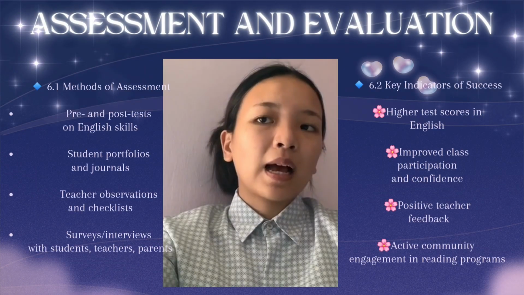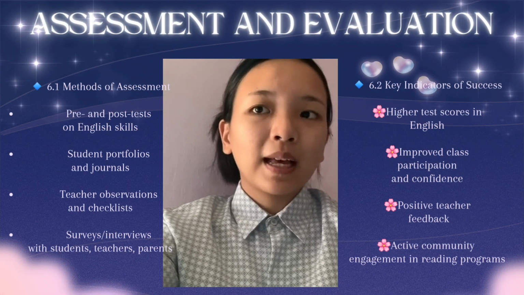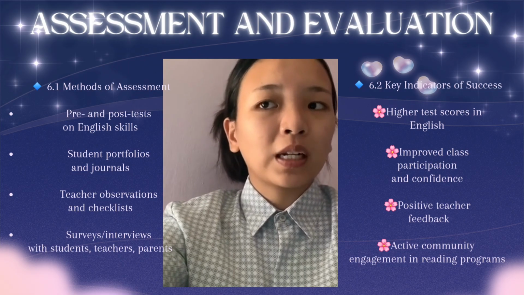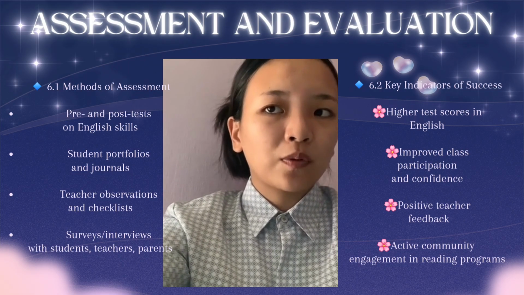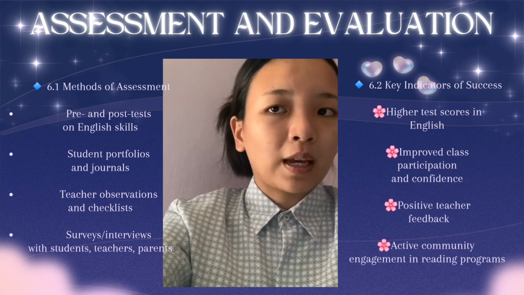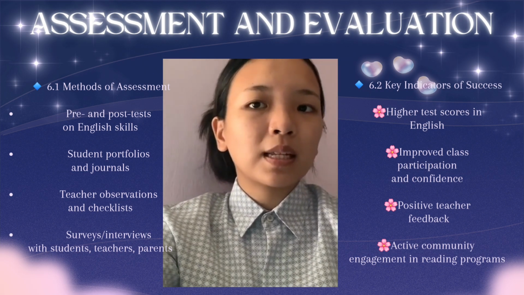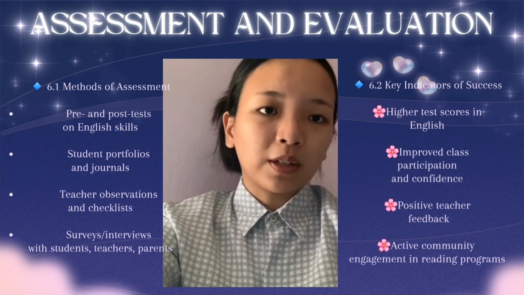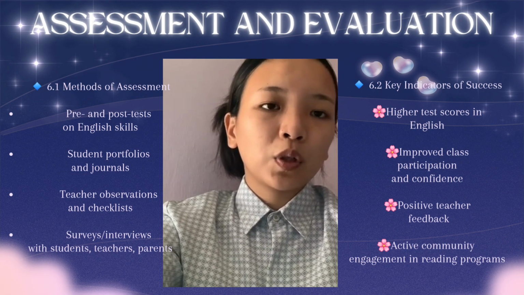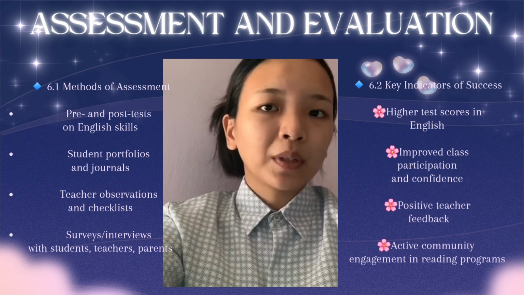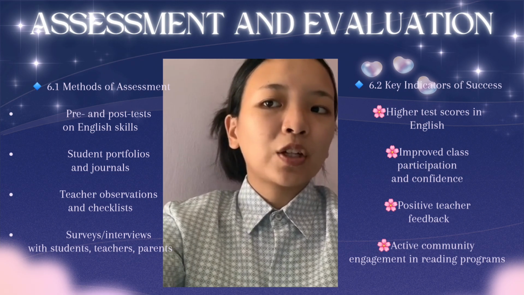For this slide, I will explain how we plan to assess and evaluate the success of English proficiency improvement strategies. First, we will use pre and post tests to measure student progress in English skills such as reading, writing, and vocabulary. We will use student portfolio and journal to track their learning journey, writing tasks, and reflections over time.